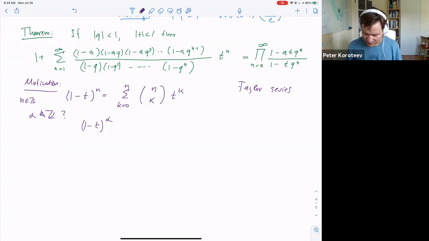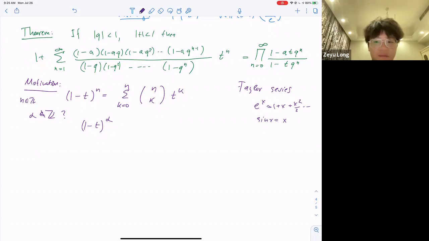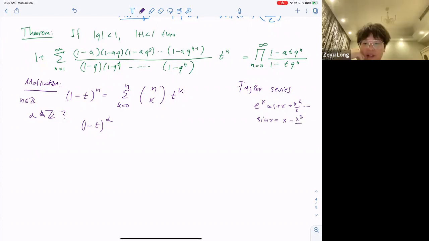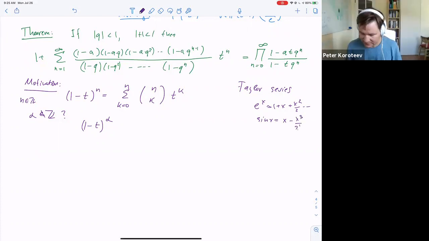So what I asked you before, for example, the fact that e to the x is approximately 1 plus x plus x squared over 2, or sine x is x and what? Do you remember the next term? When x is small, how does sine behave? Yes, minus x cubed divided by 3 factorial. That's right. With the exponential, it's x to the power k over k factorial. With sines, these are also factorials, but of odd numbers, and with cosines factorials of even numbers, and they alternate.